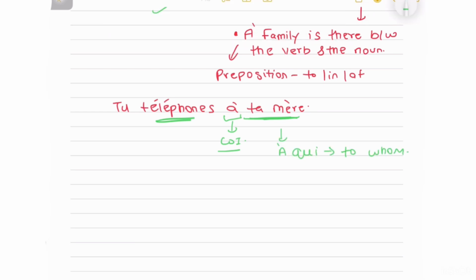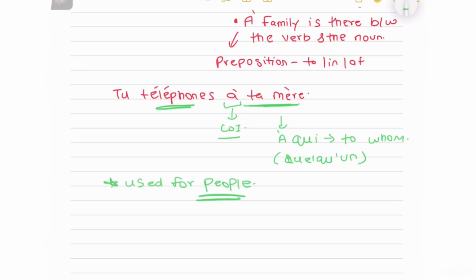I'll tell you one thing here: COD could either be a thing or a person, that is quelque chose or quelqu'un. But COI is used generally for people. To your mother, to your friend, I write to my parents, I speak to my grandparents. All of those are people. So à qui generally has to do with quelqu'un, that is someone. This means that à will be followed by a person who we're replacing.